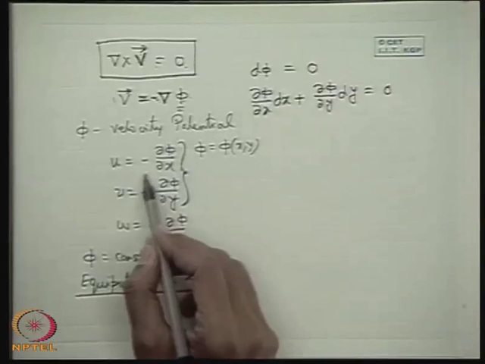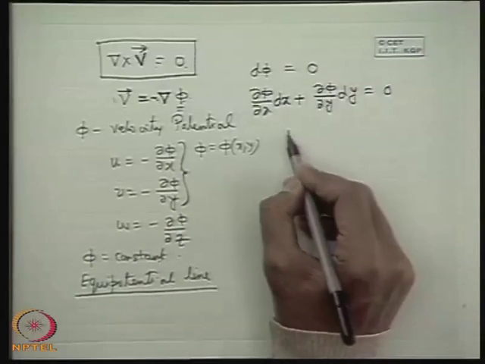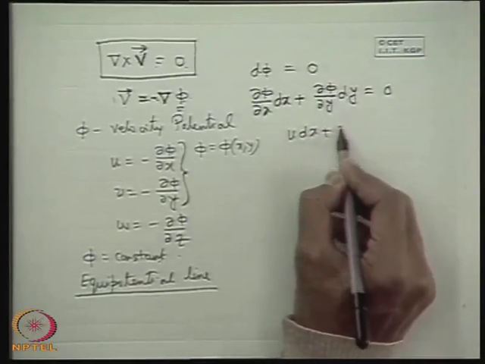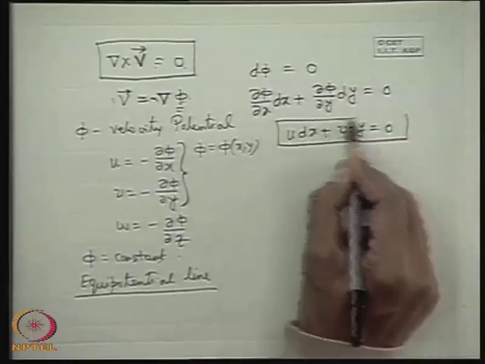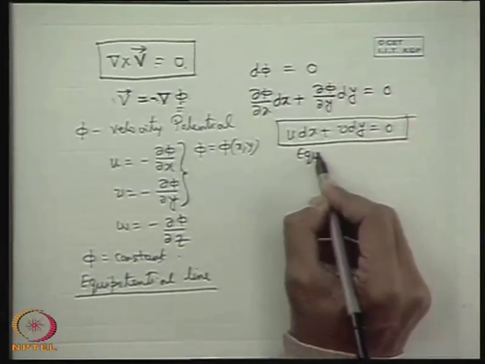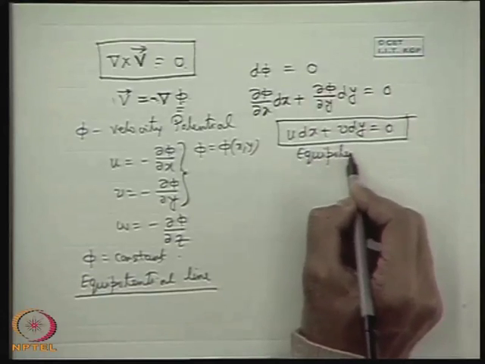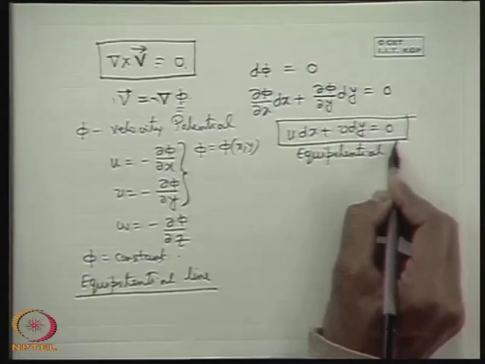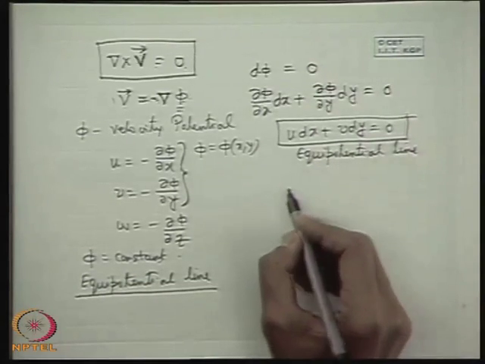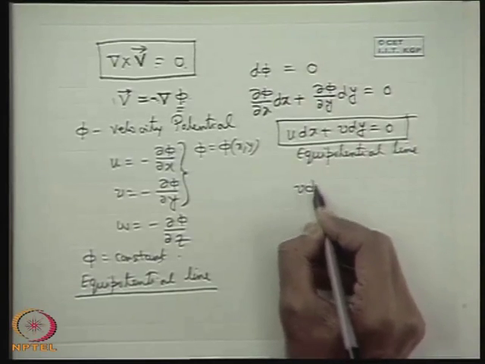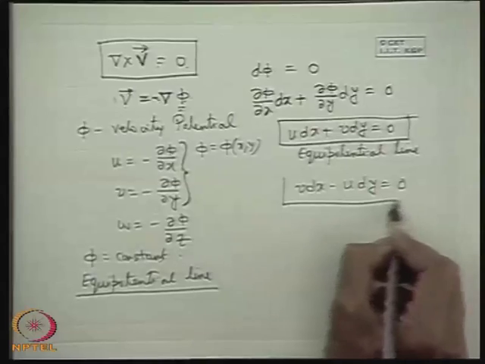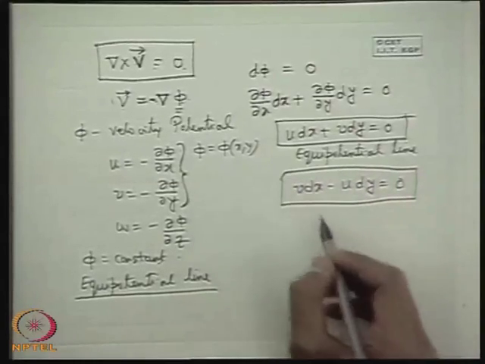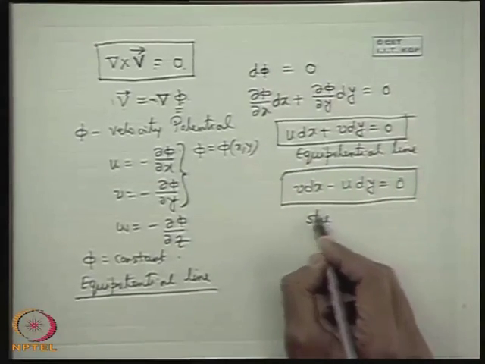So del phi del x is minus u, del phi del y is minus v. So therefore we see u dx plus v dy is 0. So this is the equation of the equipotential line. Similarly, the equation of the streamline is v dx minus u dy is 0. This is the equation of the streamline.